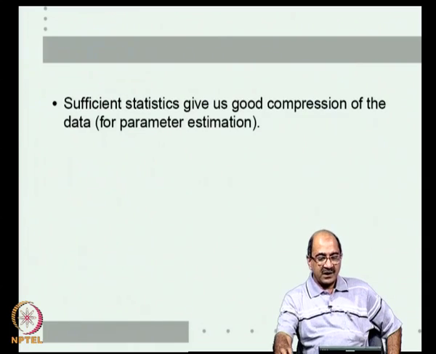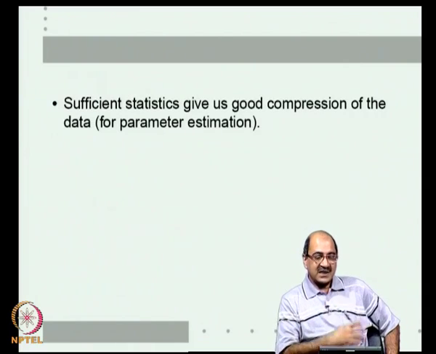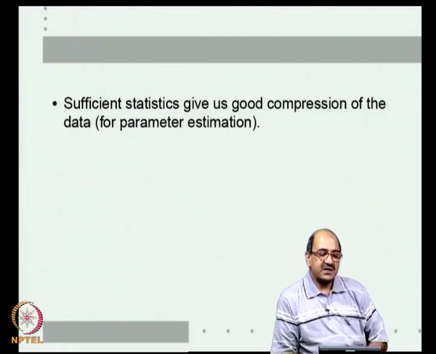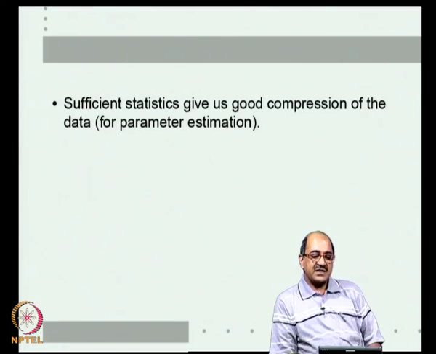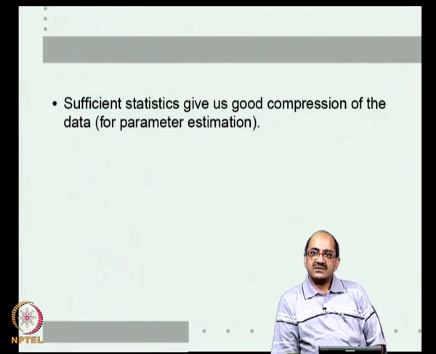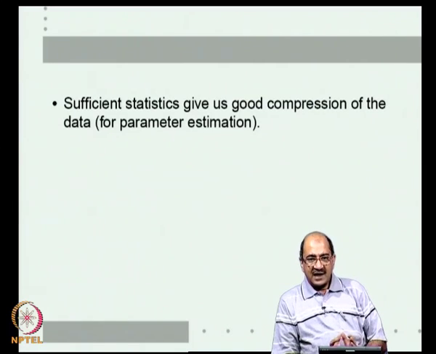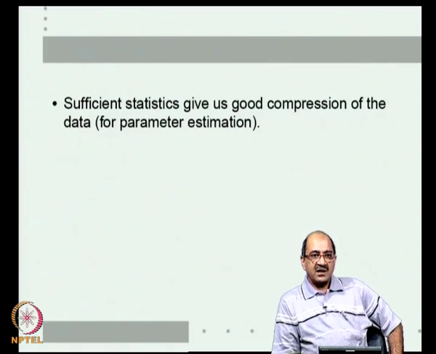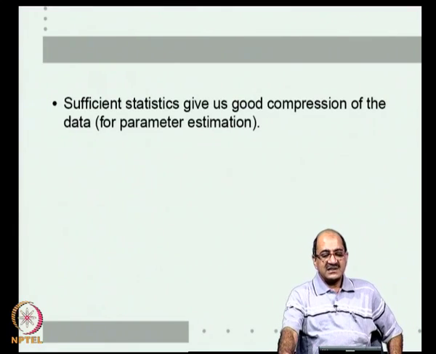One way of looking at sufficient statistics is that they give us good compression of the data. If I am only interested in estimating parameters, then I do not need to remember all the individual x. I only need to remember the summation over i of xi. That is a kind of data compression for parameter estimation. So, if I am estimating the sample mean, I do not have to remember each of the x's. I can keep a running sum, and the sum of all the data I have seen is the only thing that affects my sample mean at any point of time. So, sufficient statistics give us a good compression of the data.